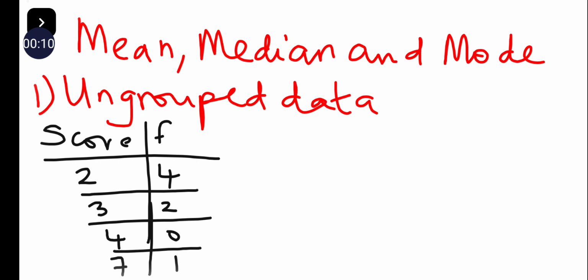Today, I would like us to look at how to calculate the mean, median, and mode in statistics. And we are going to do that in two sets of data. We have ungrouped data and we have grouped data. This mean, median, and mode is also called the central tendency.